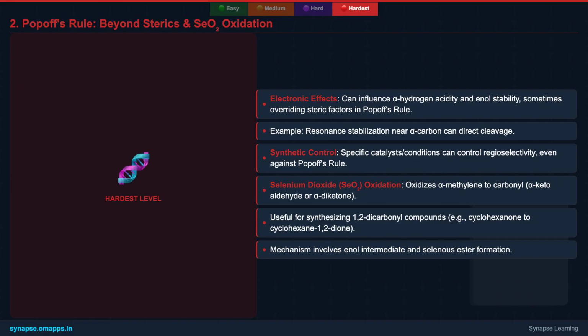Additionally, we introduce selenium dioxide, SeO2, a highly selective oxidant that transforms alpha-methylene groups into carbonyls, crucial for synthesizing 1,2-dicarbonyl compounds. This reagent exemplifies how specific catalysts can target particular sites in a molecule.